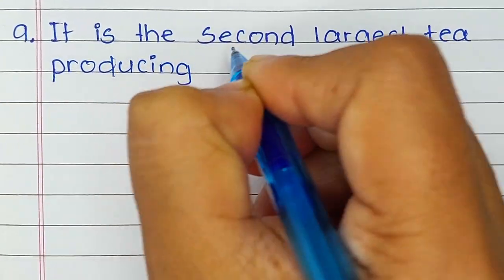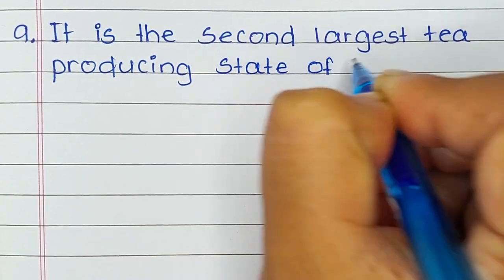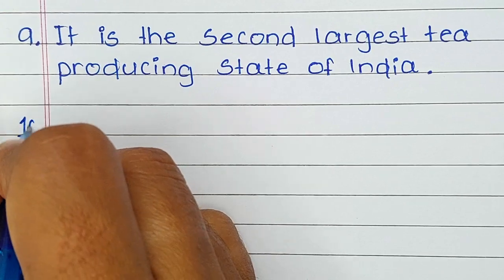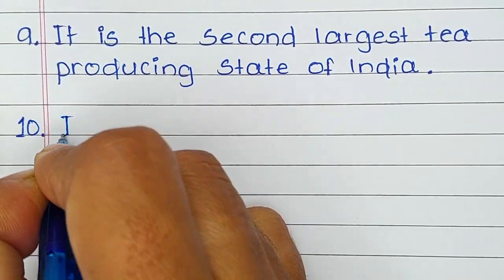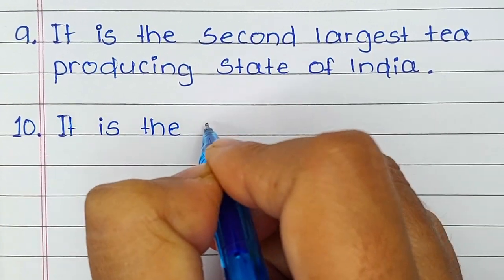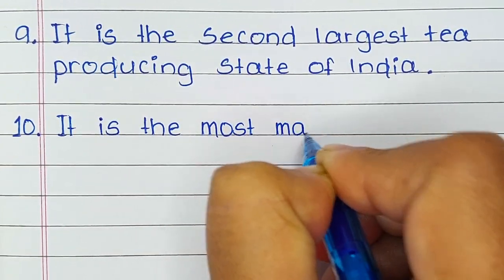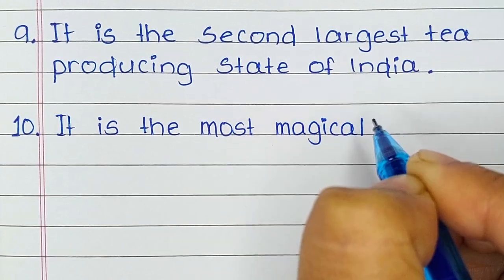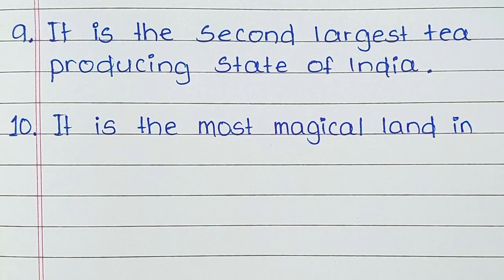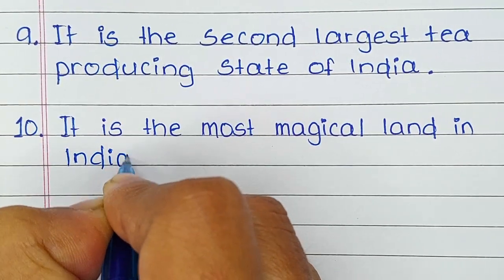Ninth line is, it is the second largest tea producing state in India. Last line, it is the most magical land in India.